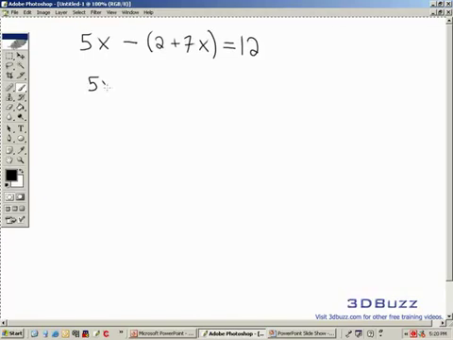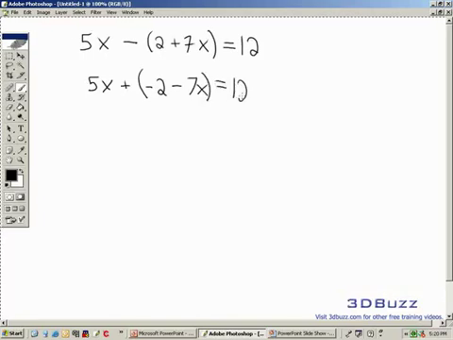Okay. So the first thing you do is you recall from the first VTM lesson where we said that the distribution law, distributive law. So this minus would be equivalent to minus 1, and you distribute that. So what you say is you'd say plus, and you'll distribute, and you'll have minus 2 minus 7x equals 12. And then you group your variables on one side, so you'll have 5x minus 7x. And you want to put all your constants on the other.